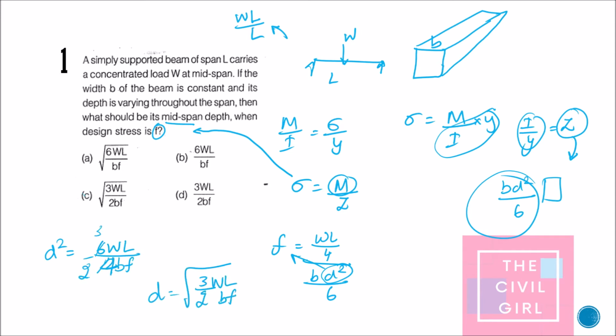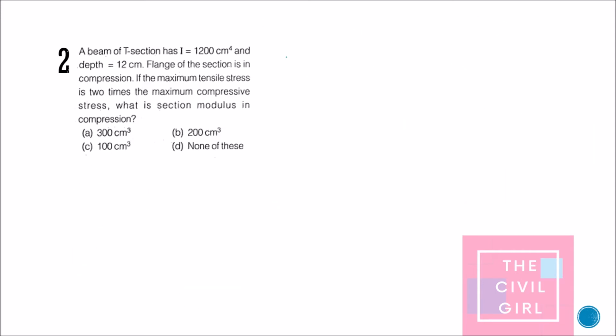This is my answer. So option C. Next question. A beam of T section has I equal to 1200 centimeter to the power 4 and depth equal to 12 centimeter. The flange of the section is in compression. If the maximum tensile stress is equal to 2 times compressive stress, then what is the section modulus?